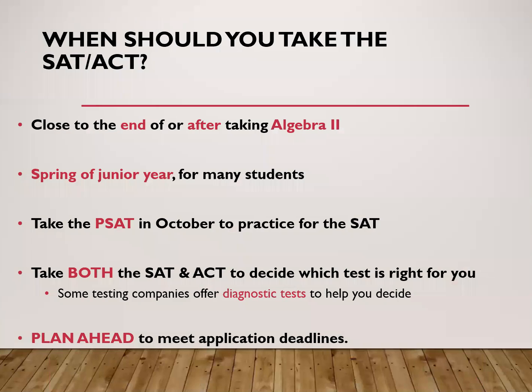So when should you take the SAT or ACT? Close to the end of or after taking Algebra 2. For a lot of our students, it's going to be the spring of your junior year. March, April, May are very popular times to take the SAT or ACT. If you've already completed Algebra 2, you could go ahead and start testing now.